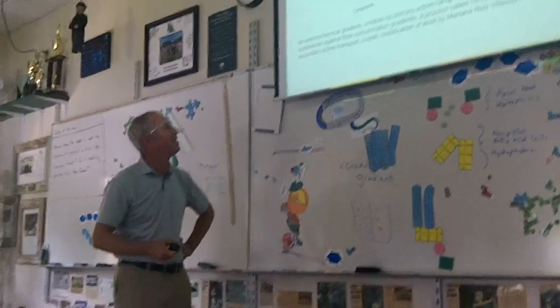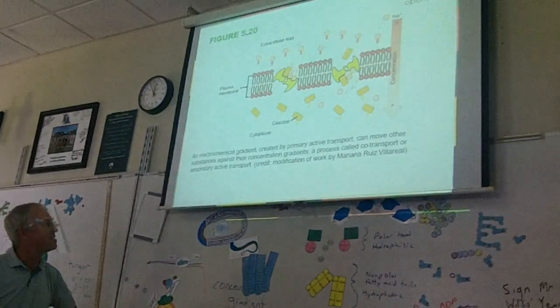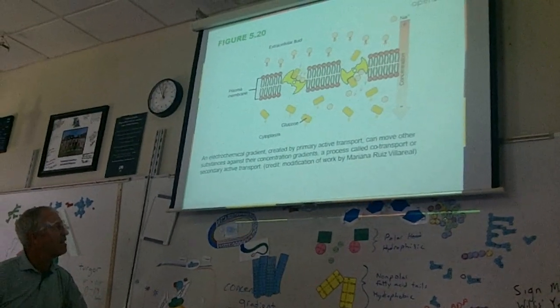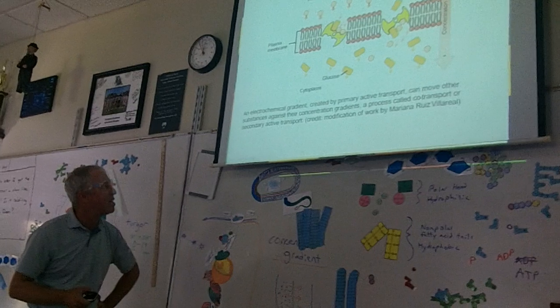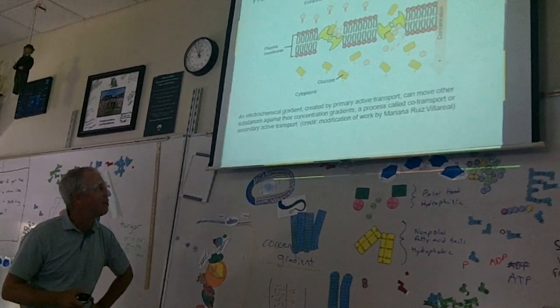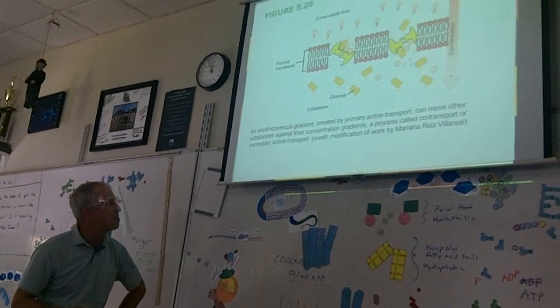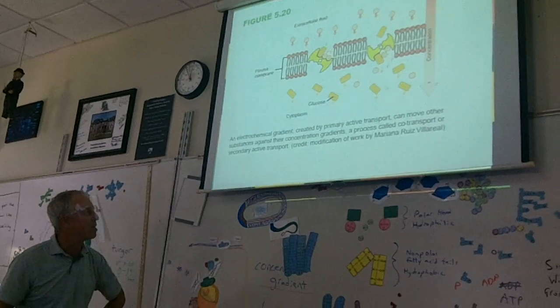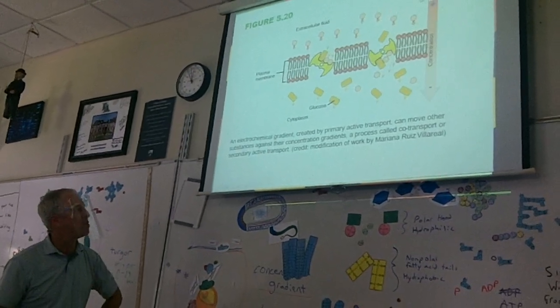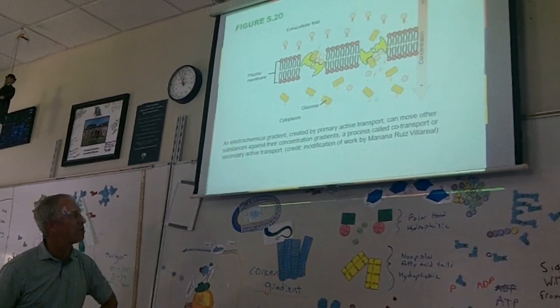All right, anyway. The glucose attaches. The sodiums also attach. And the whole thing spins around and then drops off the glucose and the sodiums on the other side. So that's an example of cotransport where both of them can cross at once.